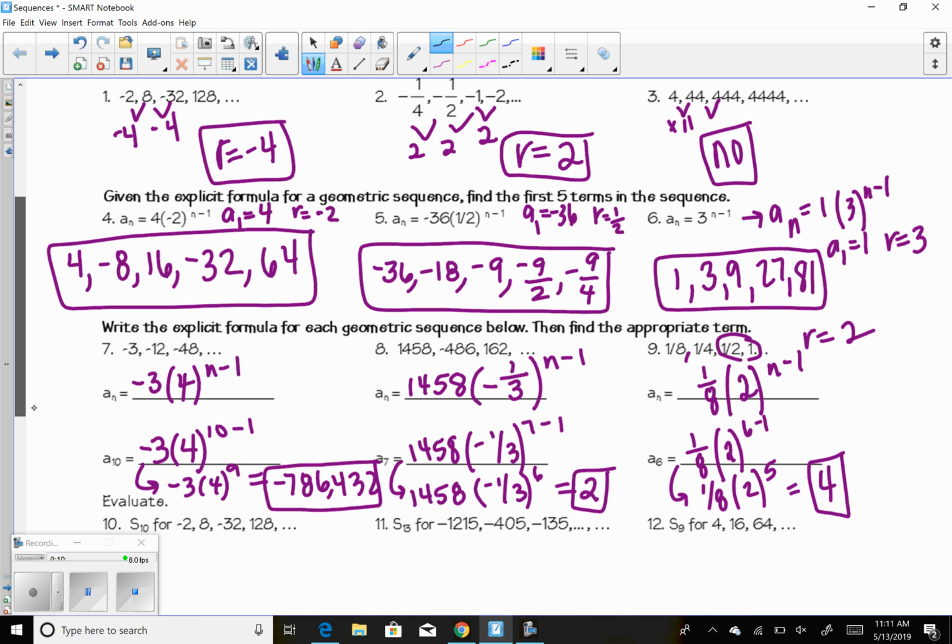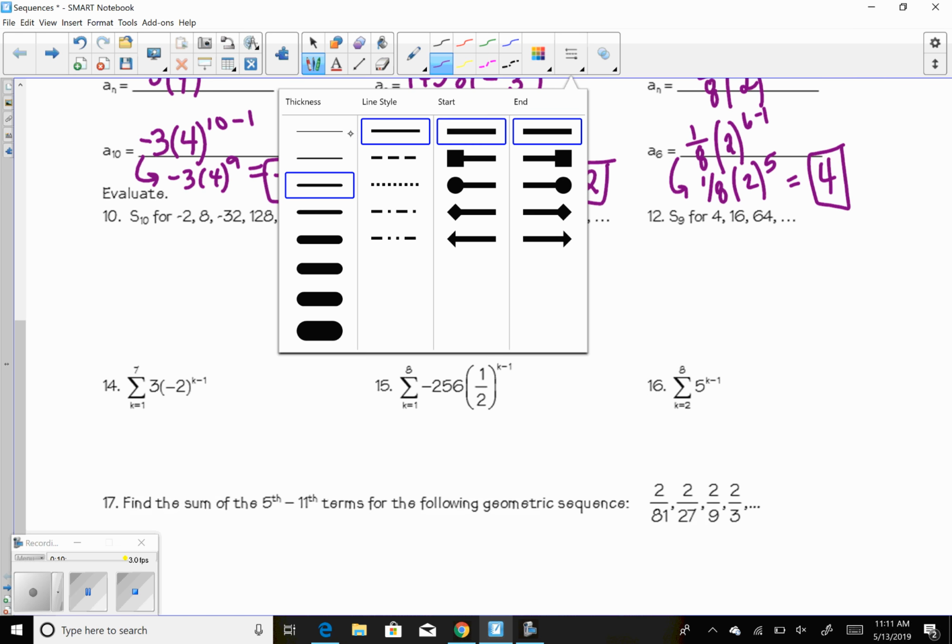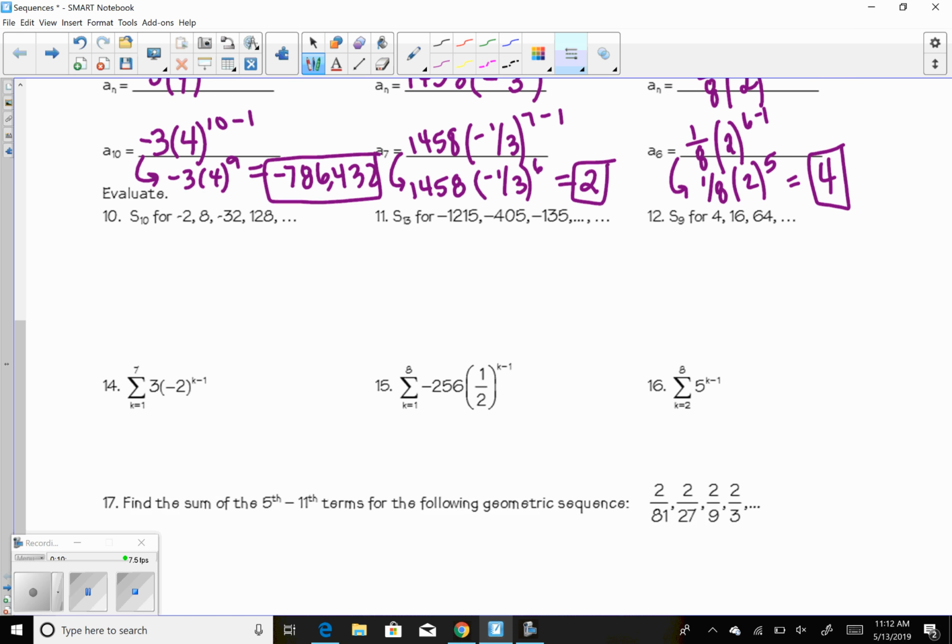Okay, so going back down to the bottom, it says S10. That means sum the first 10 terms. So I'm going to start listing out what I know. I'm starting with -2. I'm summing the first 10. I need the r. What am I multiplying by? Well, it's alternating, so it's got to be negative. And from 2 to 8, 8 to 32, that's times 4. So r is -4. And then how many terms are you summing? Well, 10, right? Sum the first 10 terms. So S10 equals what you start with. We start with -2 times 1 minus r, which is -4, to the 10th power over 1 minus -4.